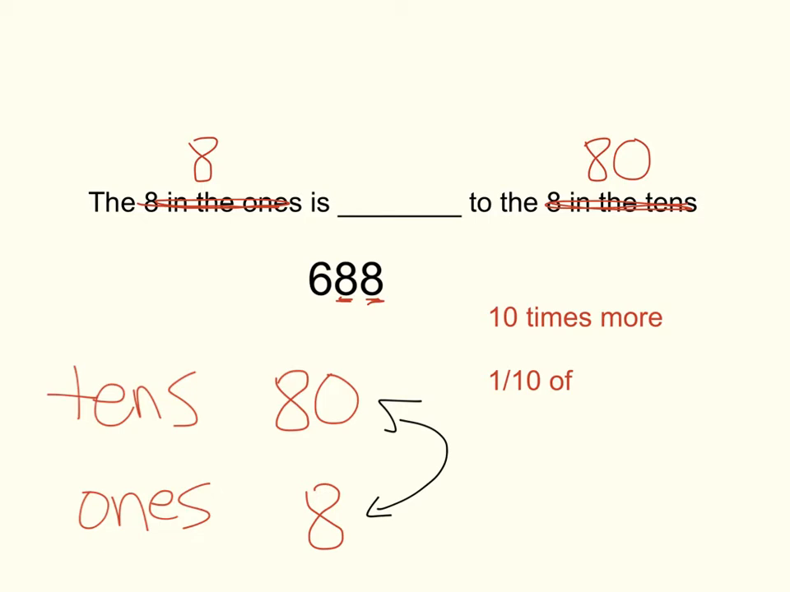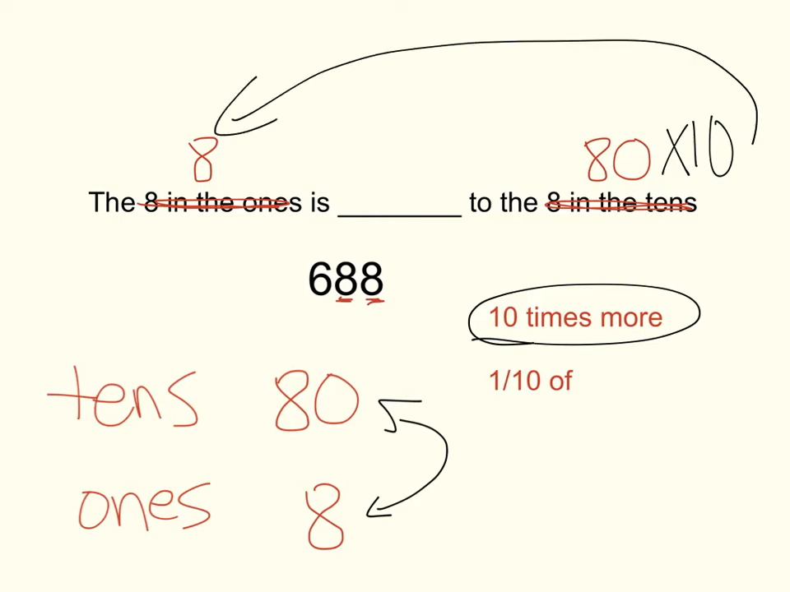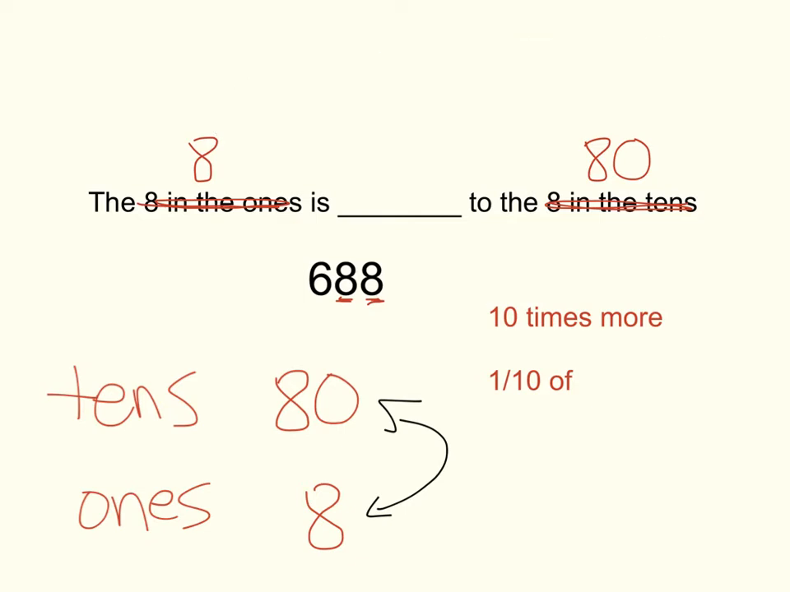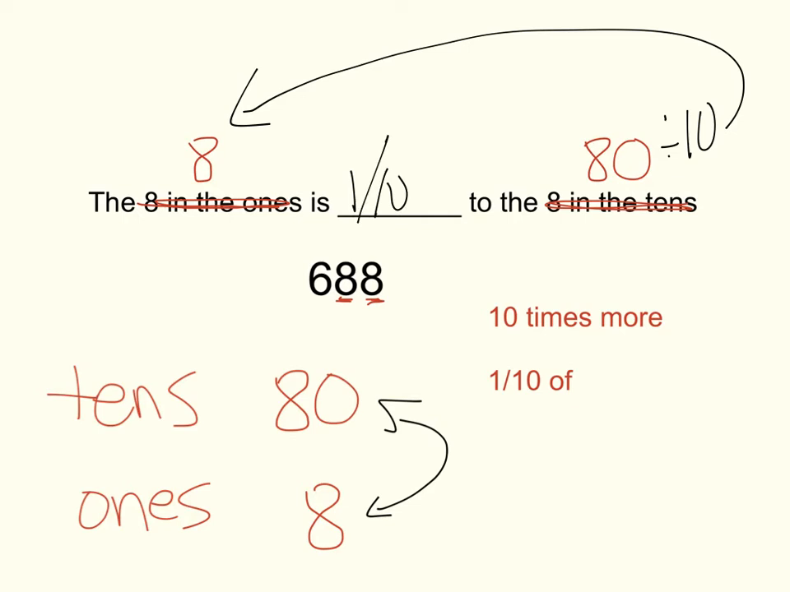So if I look at the 10 times more, the 8 is 10 times more than the 80. So that would mean I could take my 80 and do times 10 to get 8. And that just doesn't make sense. 1/10 of is saying to divide. I could divide 80 by 10 to get 1/10 of its size. And does that equal 8? And it does. So the 8 is 1/10 of the 80.